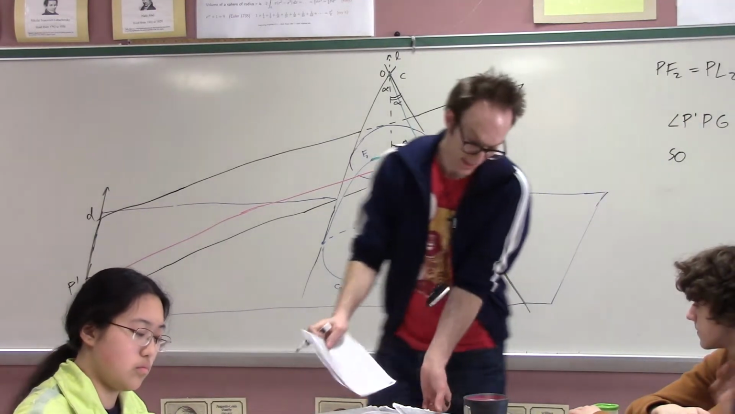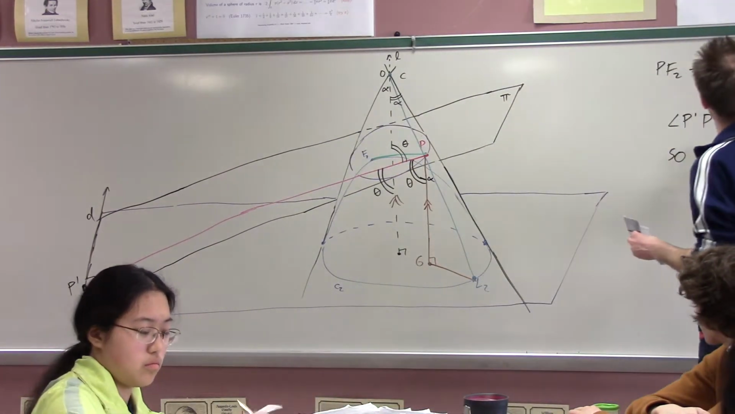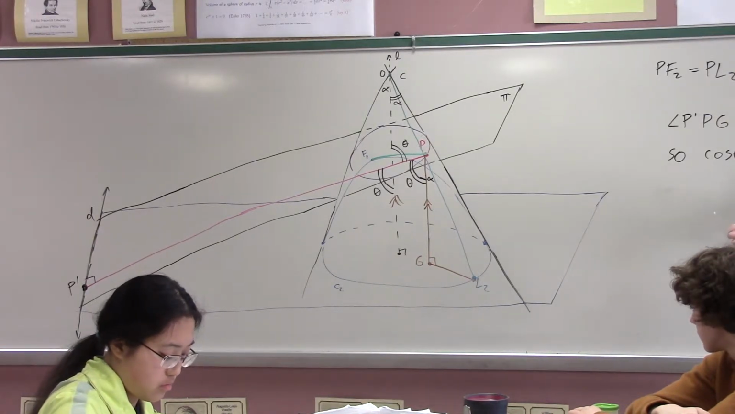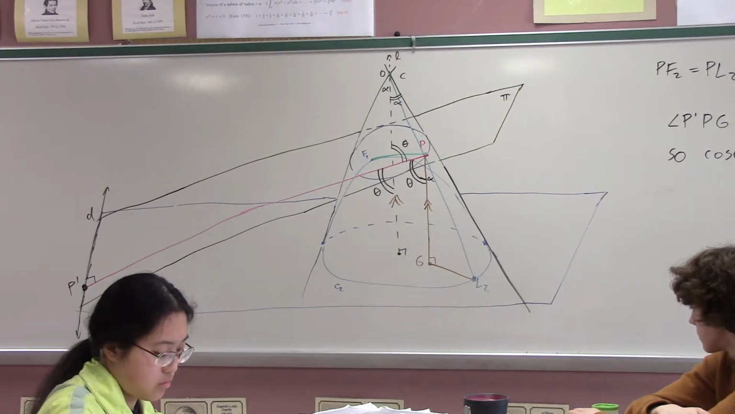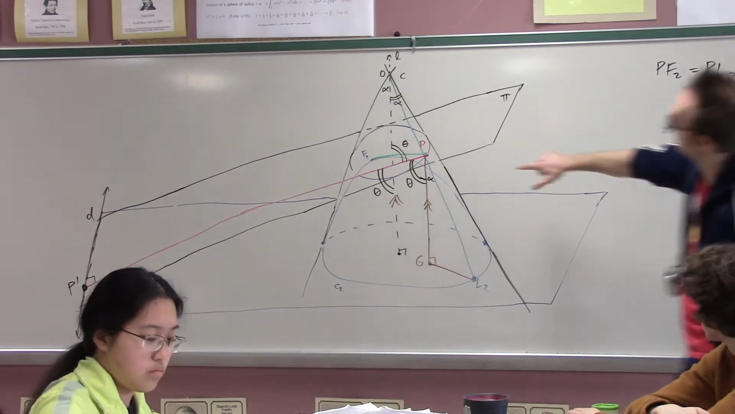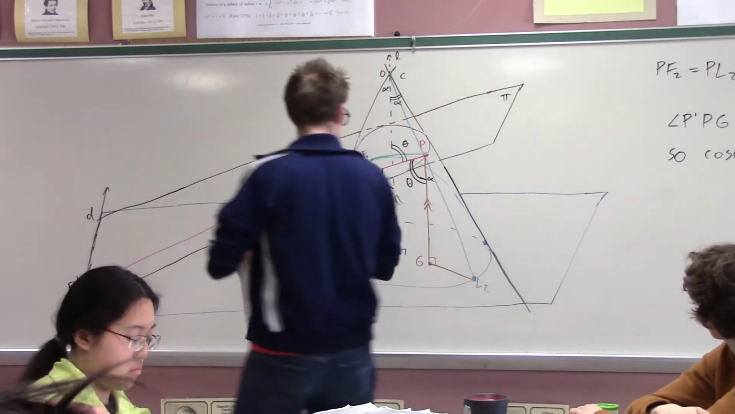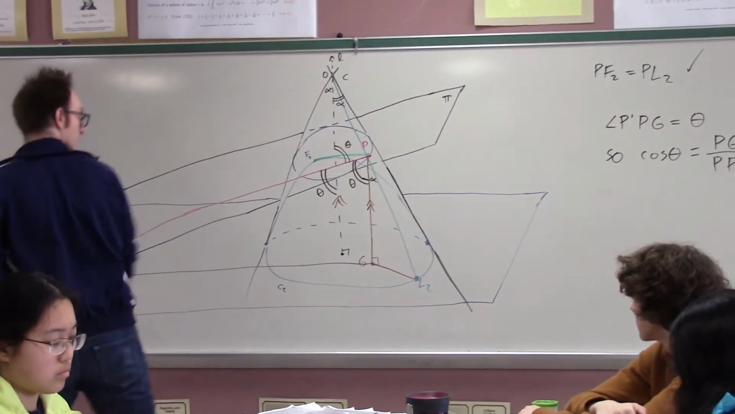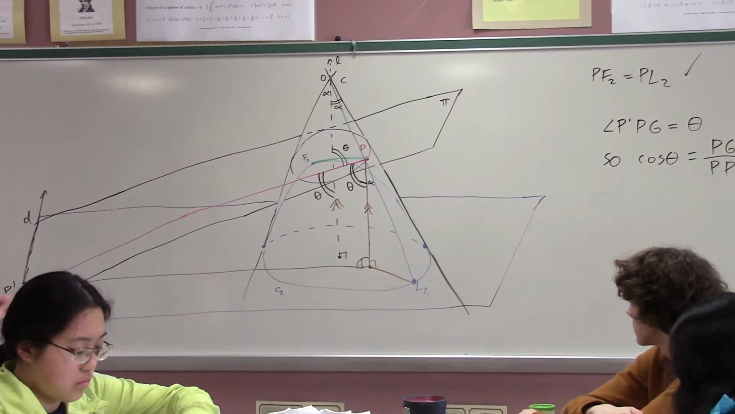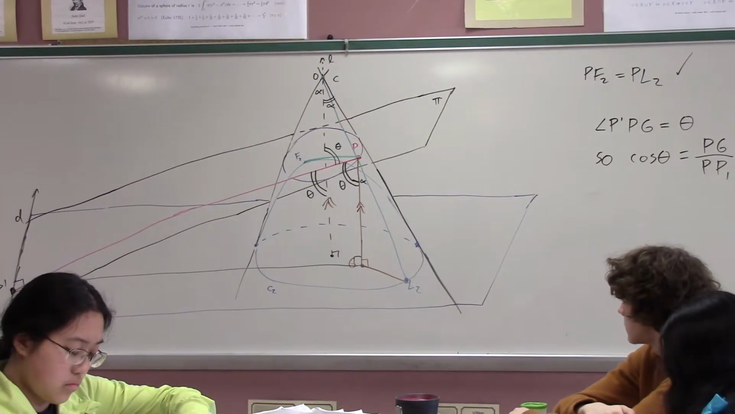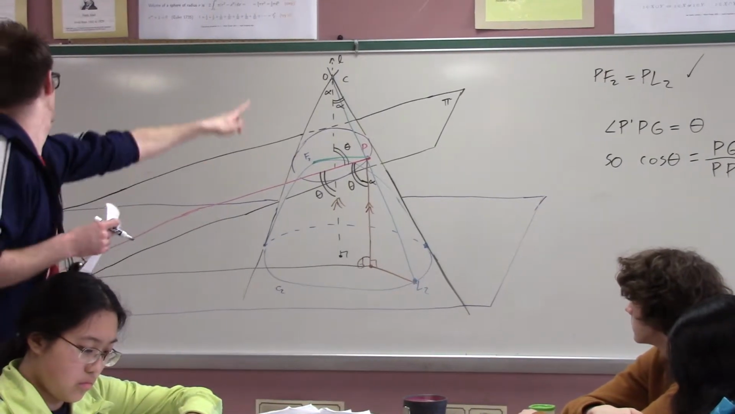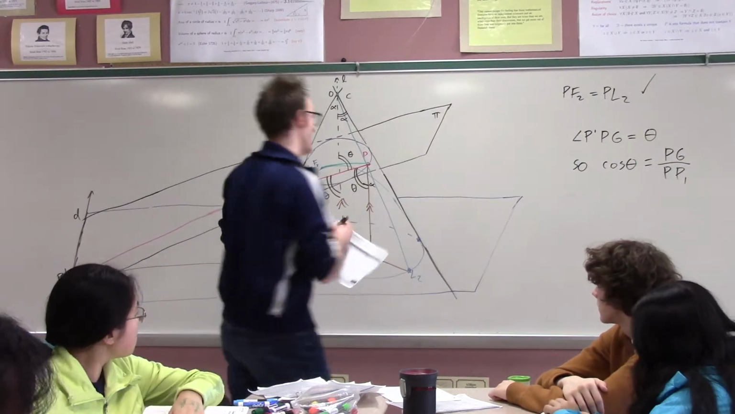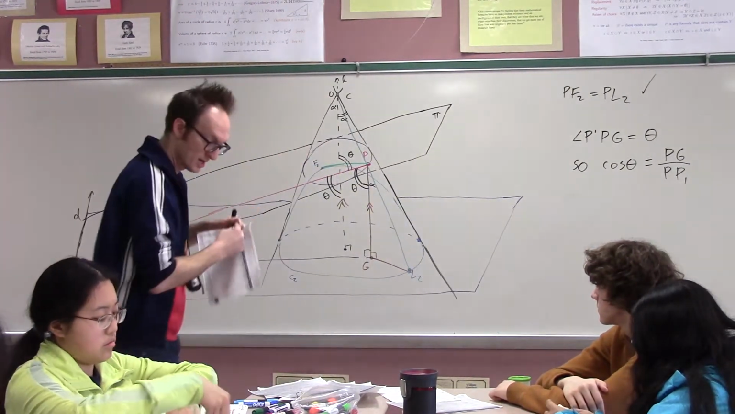So what is the cosine of theta? Cosine theta is PG over PP prime. Because now I'm making a right triangle, so to speak. That's also a right triangle. So if you take the cosine of theta, you get PG over PP prime. Who's following this? Everyone? Okay. Good.